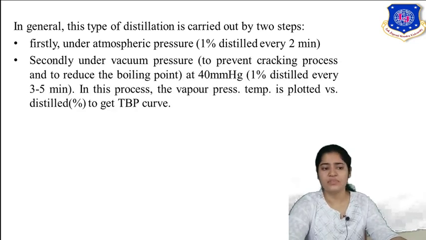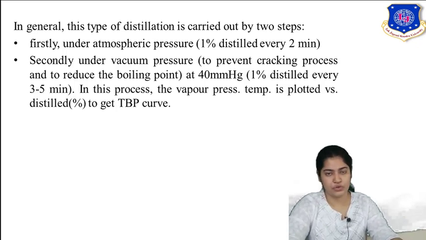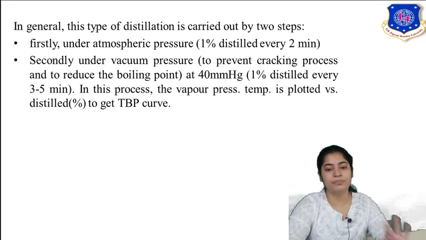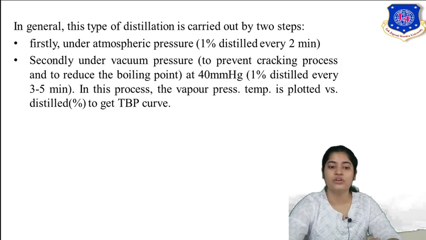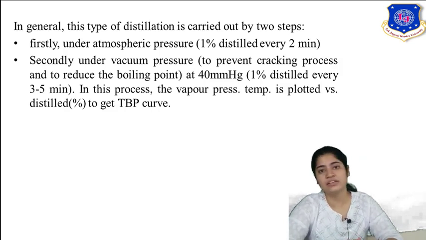Now to distill them, the second step we are doing is under vacuum. Now why under vacuum? To prevent the cracking process and to reduce the boiling point. As the remaining liquid in my sample is heavy fractions, which have a very high boiling point, we do this to prevent the cracking. Now when does cracking happen?